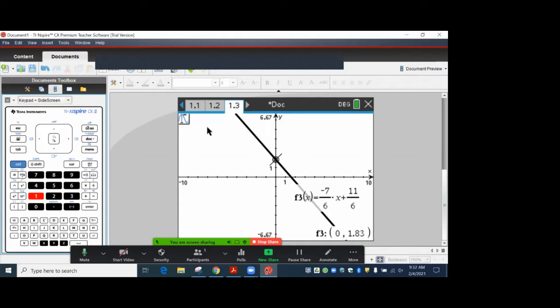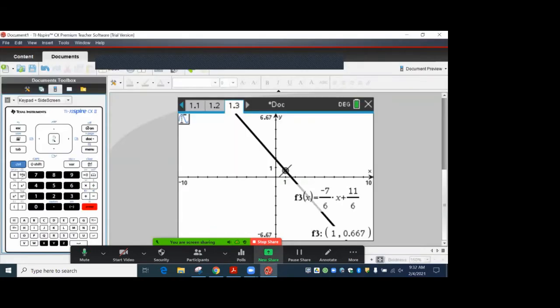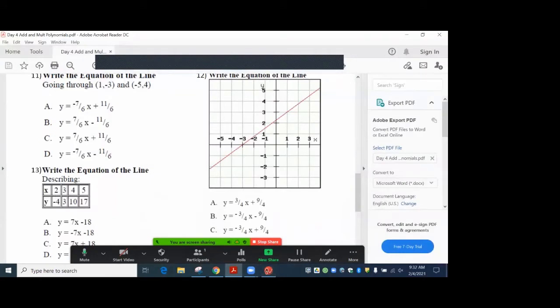So one of the x's is 1, so we'll hit 1 and enter. And no, this is definitely not it. All right, so let's take a look at our answer. I am going to skip B. Does anybody know why I'm going to skip B? I know B's not right. So this right here gave me 0.667. And when I look at B, I immediately know B is wrong.